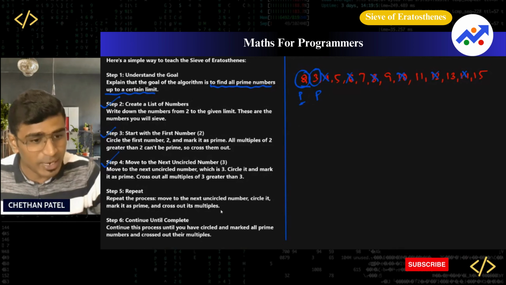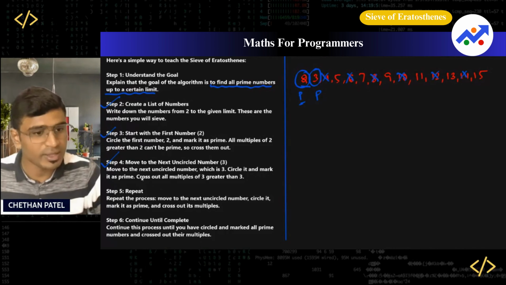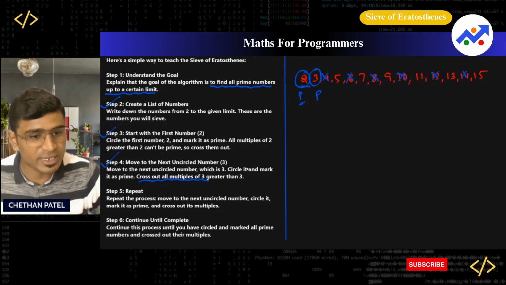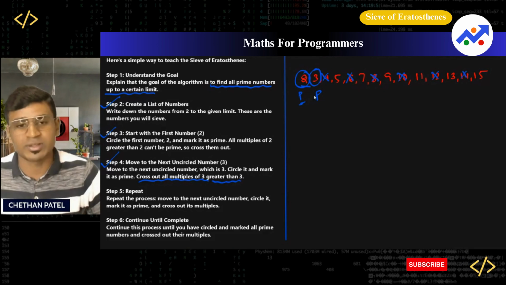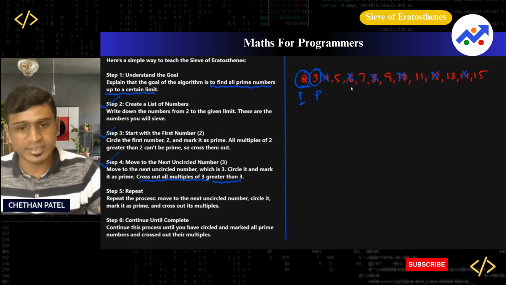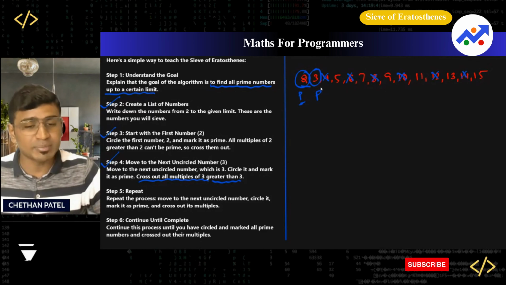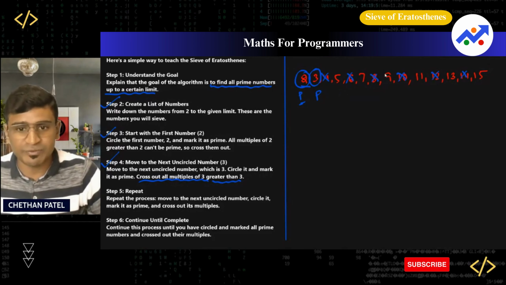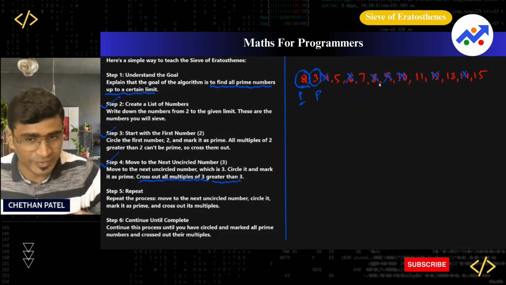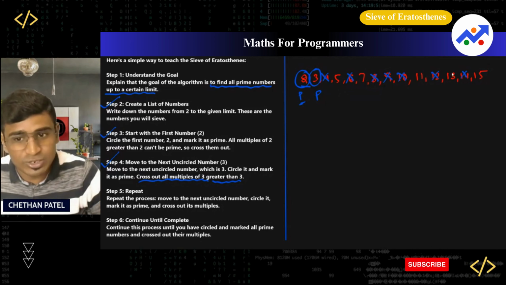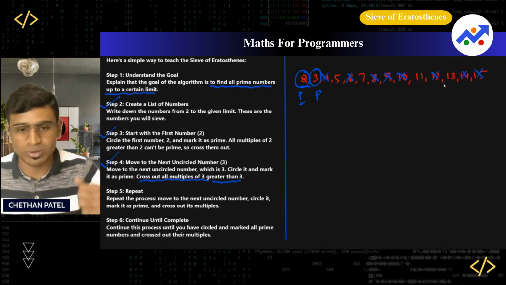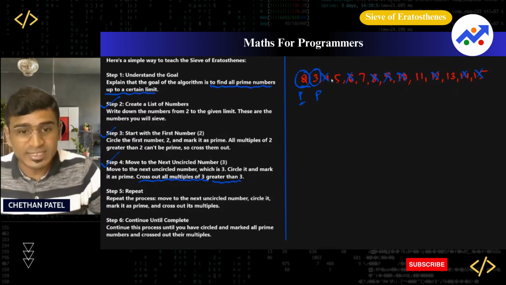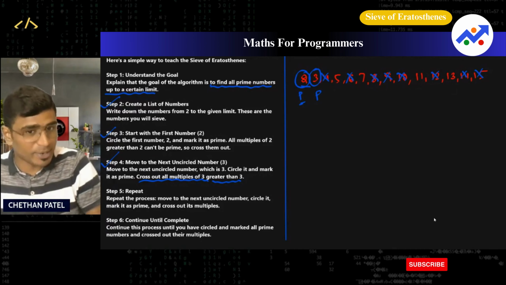Cross out its multiples. So, cross out the multiples of 3 which are greater than 3. The numbers greater than 3 are 6, 9, right? These are the multiples of 3, and we need to cross them out. We have already crossed out 6 and 9. We need to cross out 12 now, and 15 we are crossing out now. These numbers which are already crossed out can't be prime again.